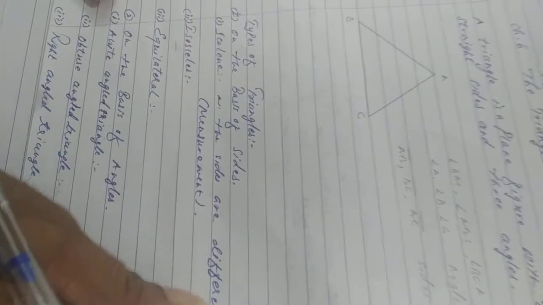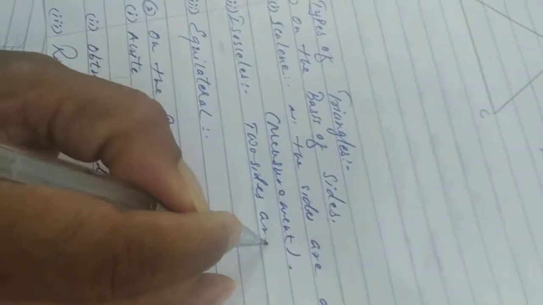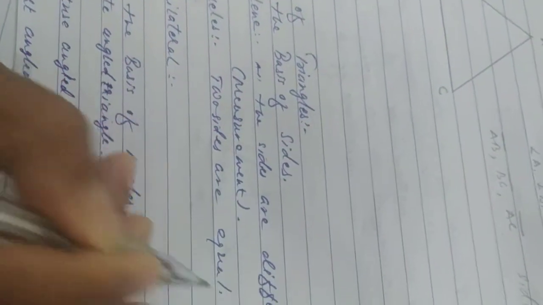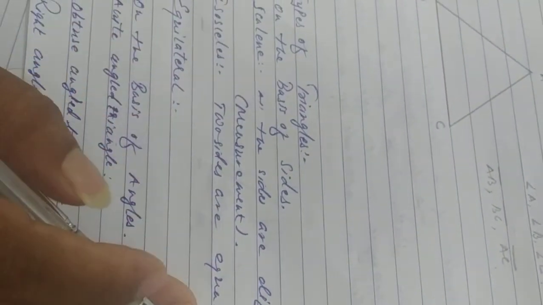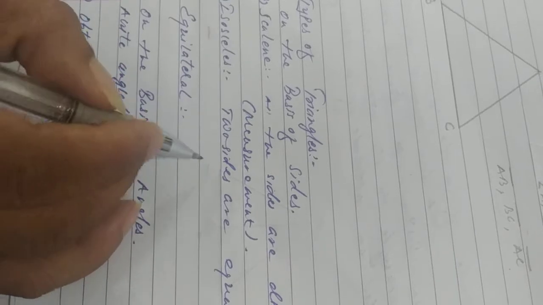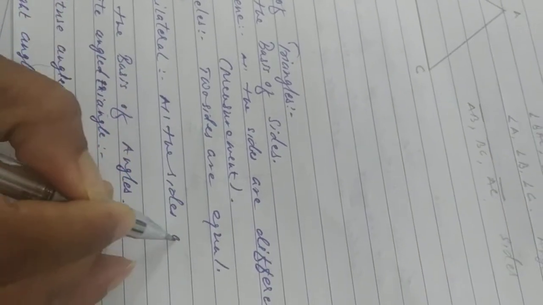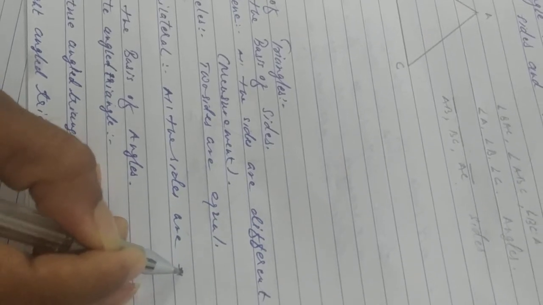Now isosceles triangle, in it, out of three sides, two sides are equal. Any two sides are equal, so we can say it is an isosceles triangle. And third, equilateral triangle, right? All the sides are equal. Got it?